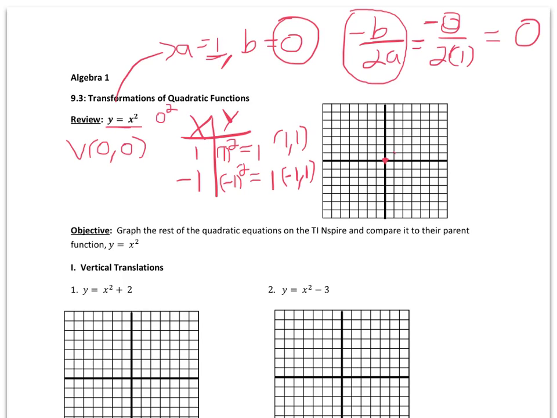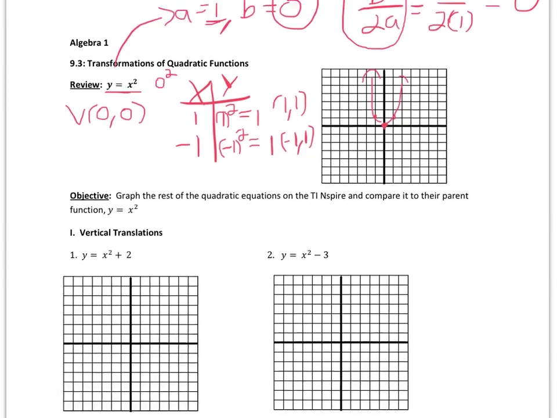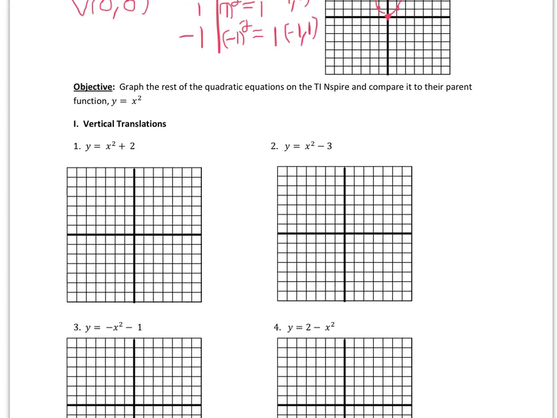So 1, 1 is right here, and negative 1, 1 is right here. Connect it, and there's our basic parabola, our basic shape. Okay, now let's move down to number 1, and let's do y equals x squared plus 2.